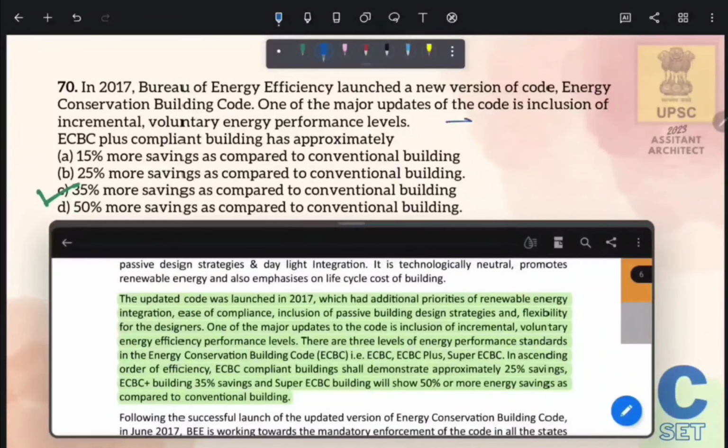Apart from this, there are two more things given, and as per that, ECBC compliant building shall demonstrate 25% more savings, and super ECBC should demonstrate 50% savings compared to the conventional buildings.